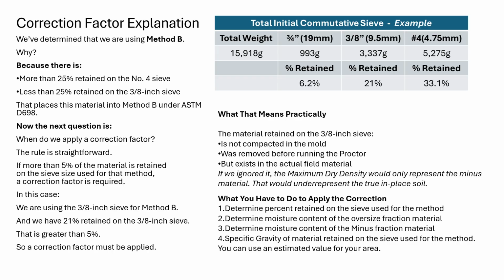Why the correction is necessary. The material retained on the 3/8 sieve is not compacted in the mold. It was removed before running the proctor, but it exists in the actual field material. If we ignore it, the maximum dry density would only represent the minus material, and the density would be understated. The correction adjusts the density to represent the full field material.